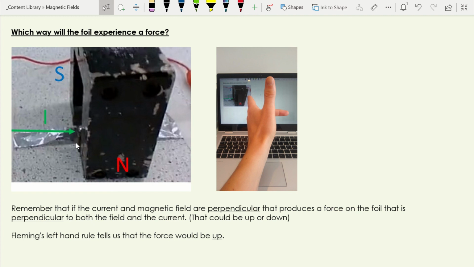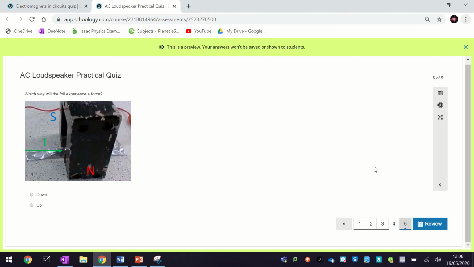So you can see here, I've got the field going into the screen, if you like, because that's pointing from north to south. The current is going from left to right, because you can see that marked on the diagram. So your thumb points upwards, so the force, the Lorentz or magnetic force, in this case, would be upwards there. Okay, so that finishes off our review of the AC loudspeaker practical quiz.